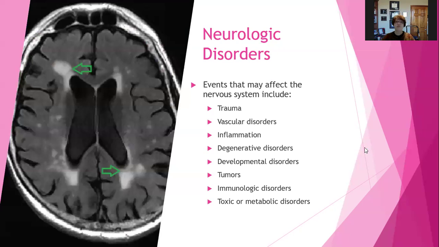Neurological disorders can be any event that affects the nervous system, including trauma, like I said, the motorcycle accident, vascular disorders, inflammation, degenerative disorders, developmental disorders, tumors, immunologic disorders, toxic or metabolic disorders. So anything that affects the nervous system can cause a neurological disorder. And as we saw towards the end of last quarter, even some mental disorders can affect the neurological system.